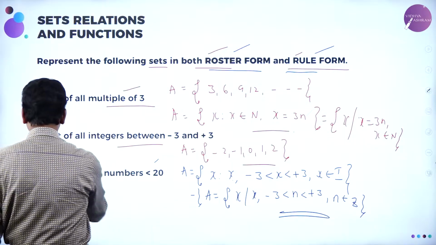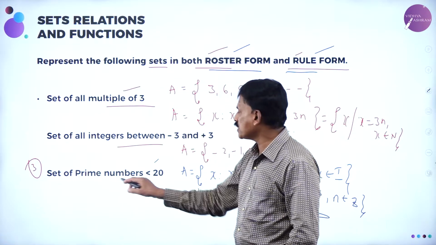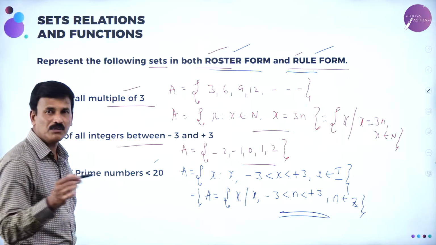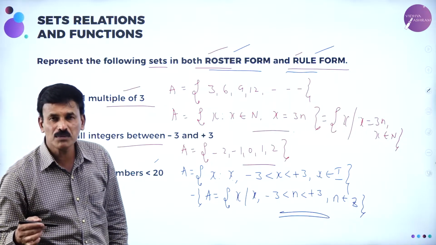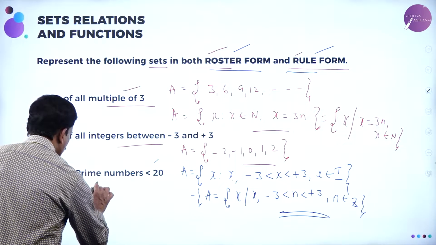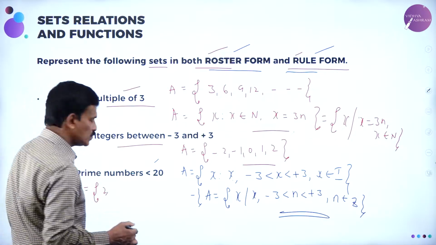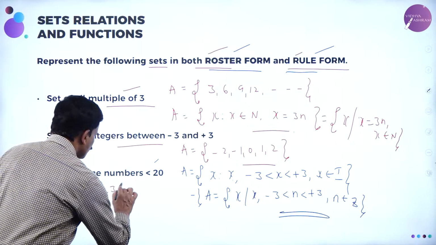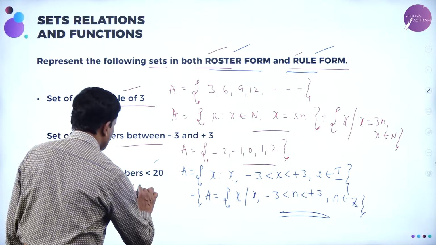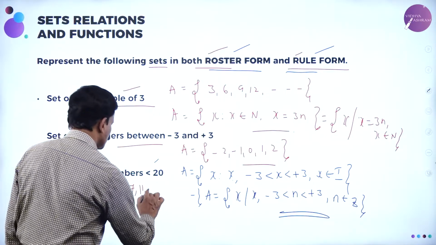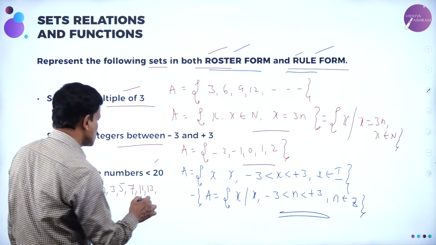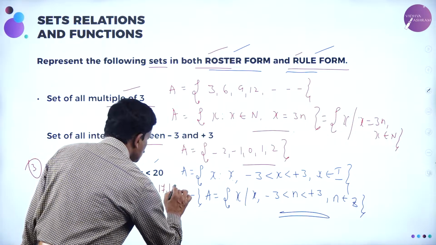Now let us come to the third problem. What is the third problem? Set of all prime numbers less than 20. You know, prime numbers means numbers which are not divisible by any other number except one and the same number. So here let us write the set of prime numbers: 2, 3, 5, 7, again 8, 9 is divisible, 10, 11, 13, 14 is not there, 15 is not there, 16, 17 and the last one is 19.